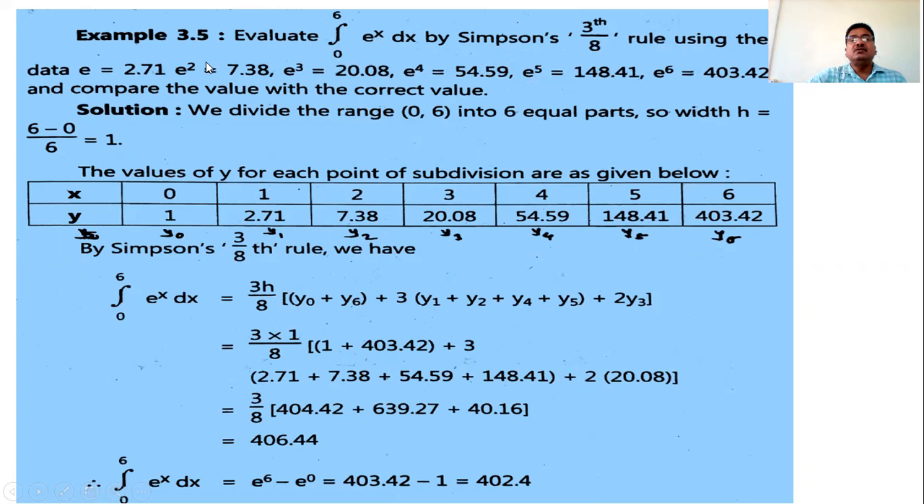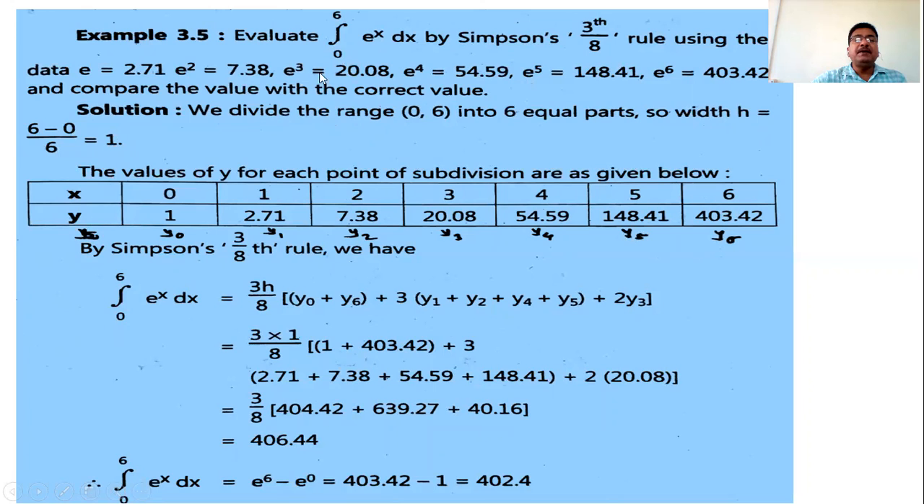But here we are also given e raised to 1, e square, e cube, e raised to 4, e raised to 5, e raised to 6. So we have to divide this interval 0 to 6 into 6 equal parts. And each length is what? 6 minus 0 by 6, that is 1. That is, n is 6 and h is 1. And then prepare the table with x as 0, 1, 2, 3, 4 up to 6.